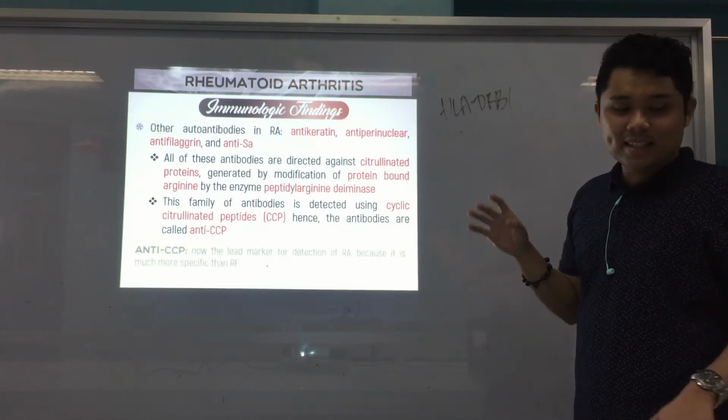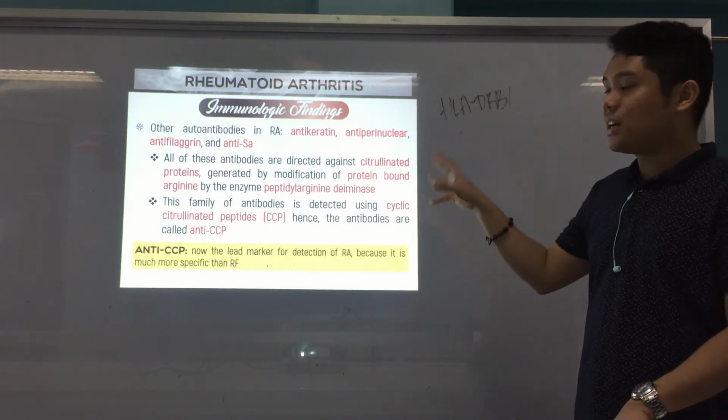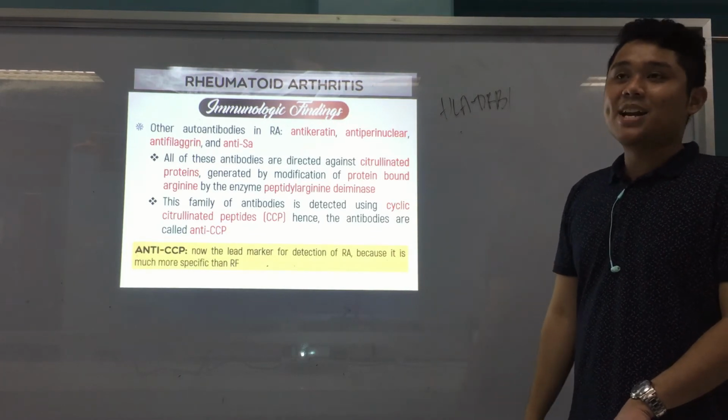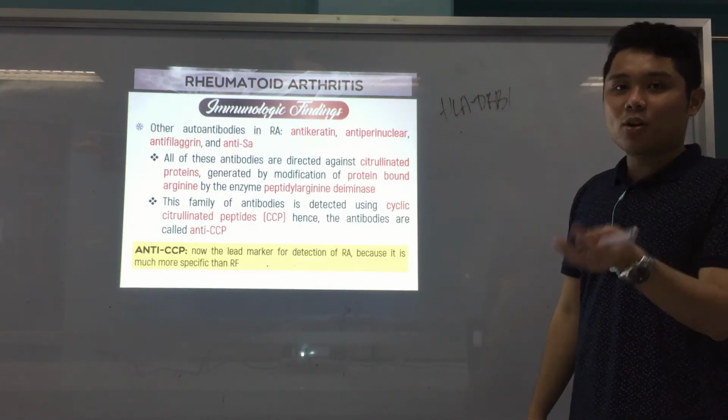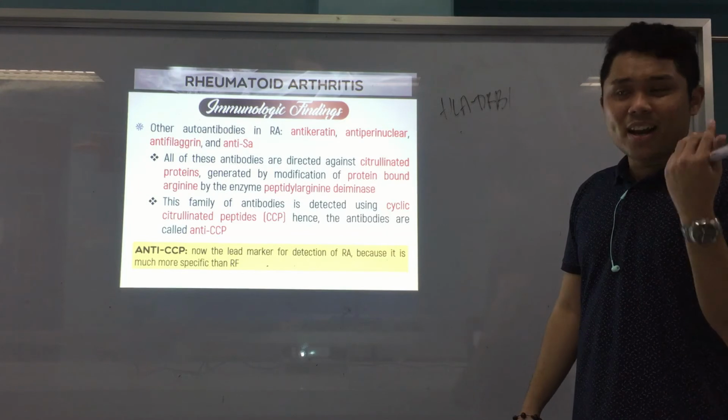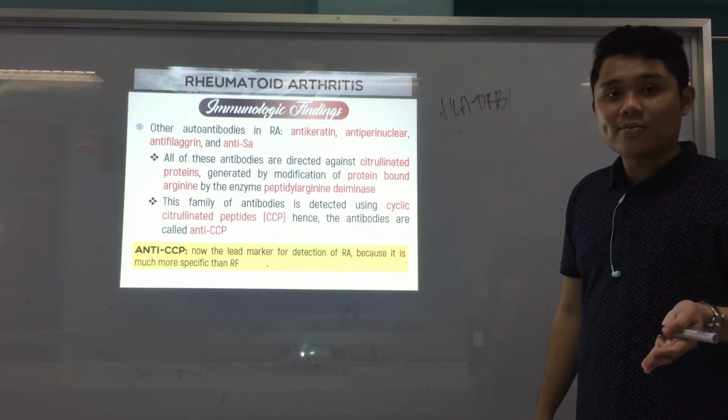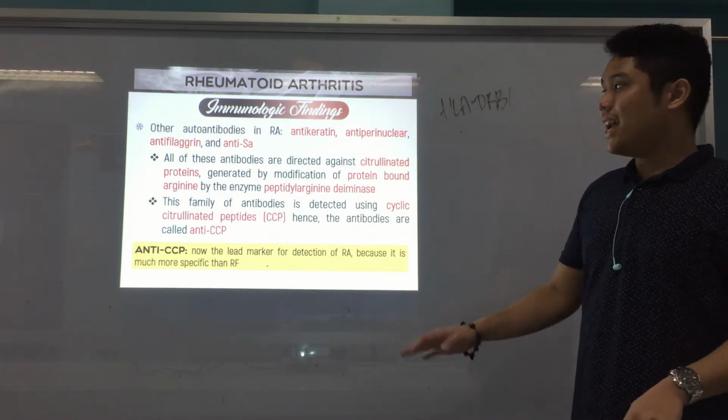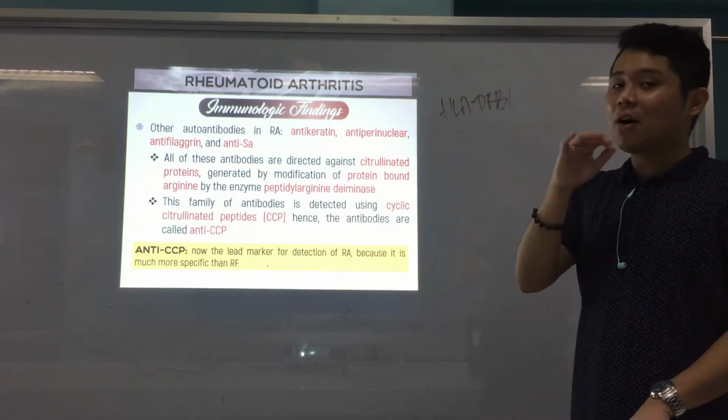And anti-CCP is now the lead marker for RA because it's much more specific than your RF. Di ba, recall, the RF can also be seen in healthy individuals. In other diseases po na mo produce og RF, so it's not specific for RA. Hence, anti-CCP is now the lead marker.